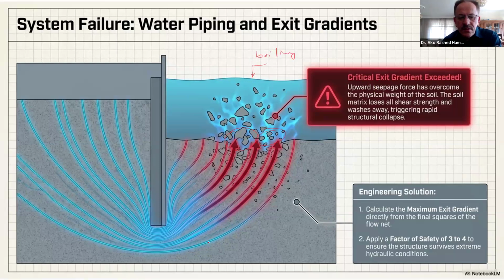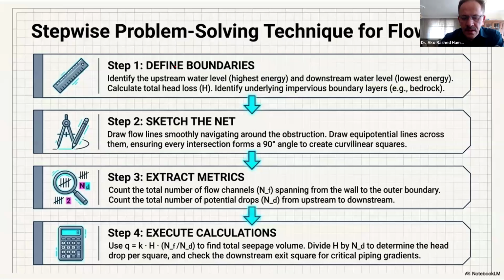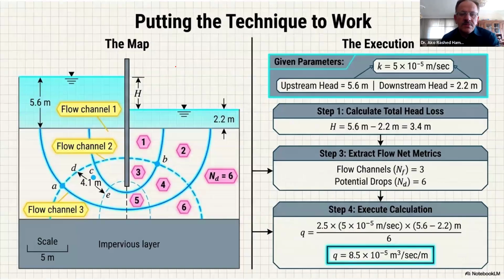And this phenomenon is called piping. Piping means the water is going to form small pipes, and if we reach this one, it means that this sheet pile is about to fail.